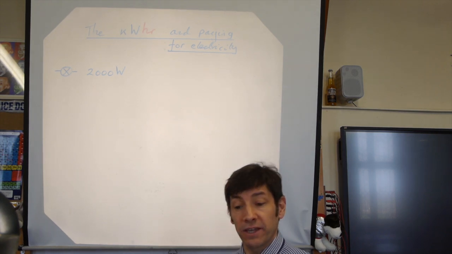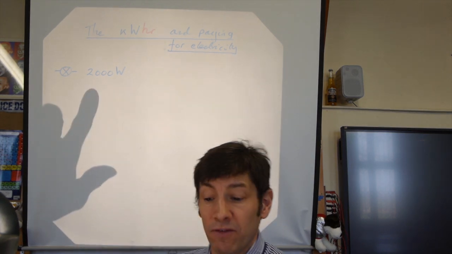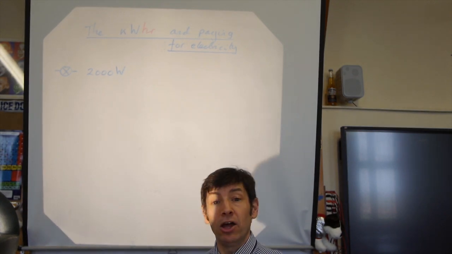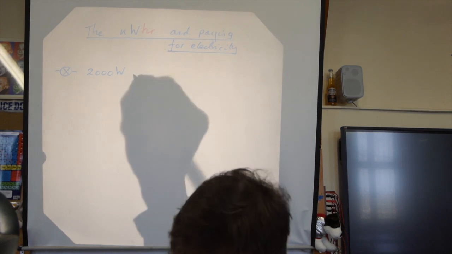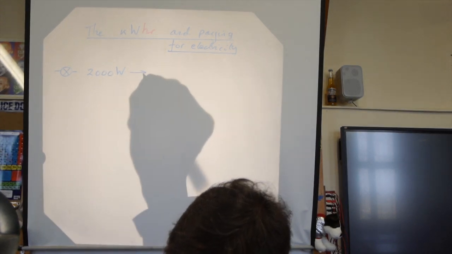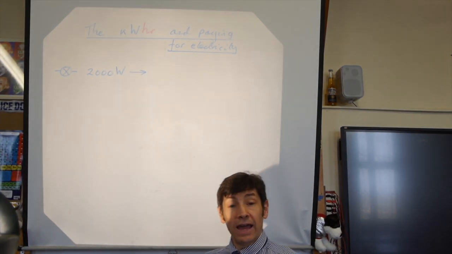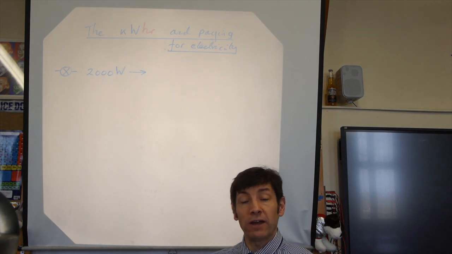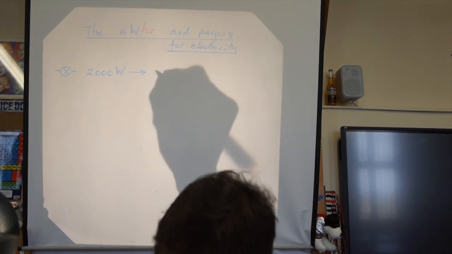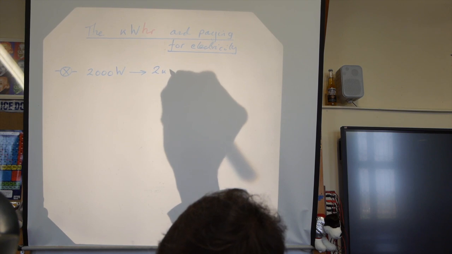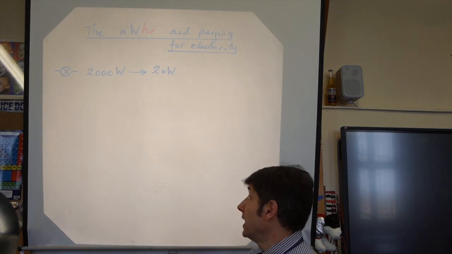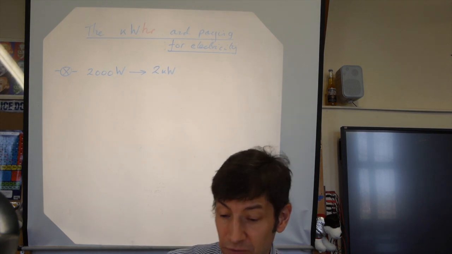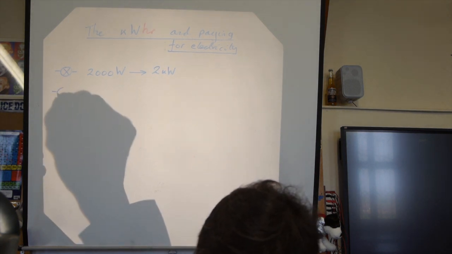But to do the calculation, you need to get the power of the device in kilowatts, thousands of watts. So, for what we're going to do today, we're not going to talk about this as a 2,000 watt lamp. We're going to call it a 2 kilowatt lamp.